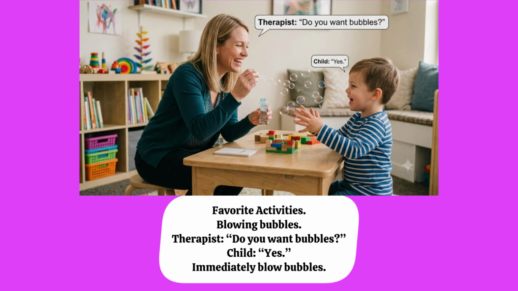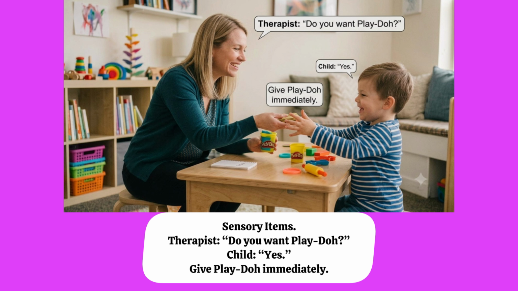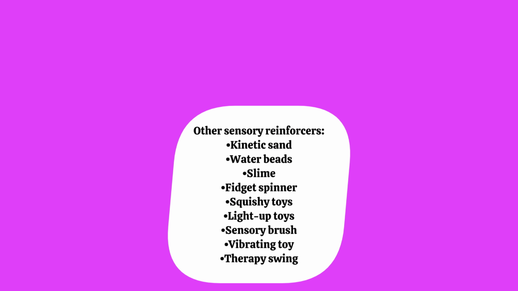Favorite activities, blowing bubbles. Therapist: Do you want bubbles? Child: Yes. Immediately blow bubbles. Other motivating activities: swing, trampoline, watching a favorite cartoon, listening to music, water play, playground, iPad time. Sensory items. Therapist: Do you want Play-Doh? Child: Yes. Give Play-Doh immediately. Other sensory reinforcers: kinetic sand, water beads, slime, fidget spinner, squishy toys, light up toys, sensory brush, vibrating toy, therapy swing.